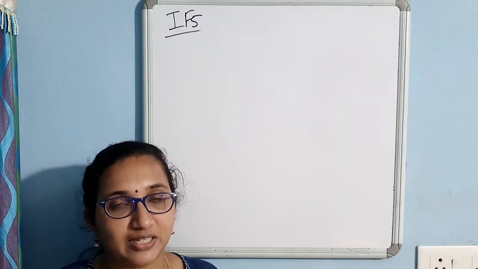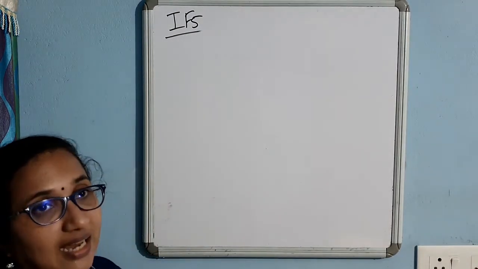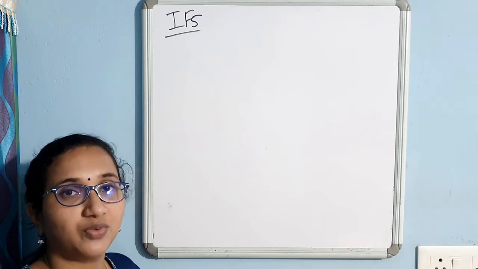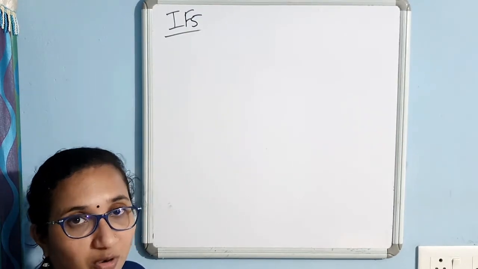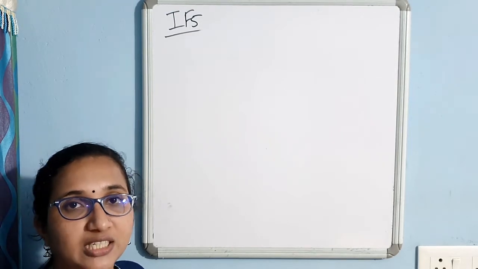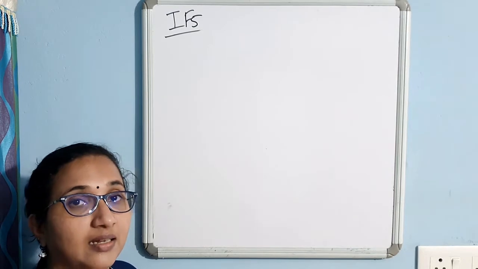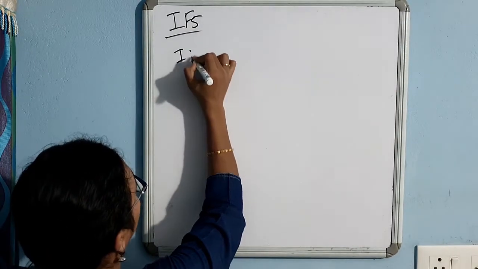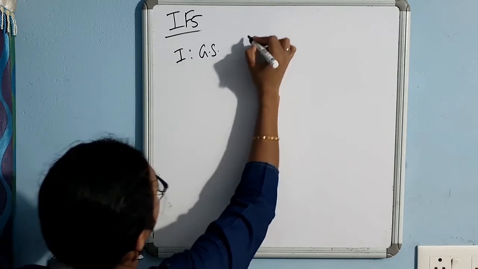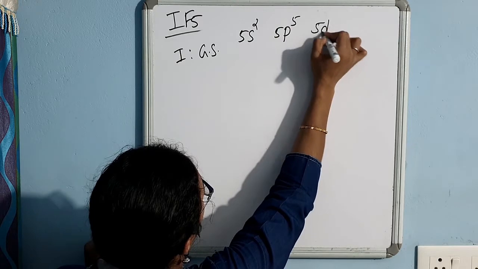One more example we can see is IF5. In the previous video we have seen IF7, that was an example of a molecule having only bond pairs, but in this case there is a lone pair also. So let's see what change in geometry is expected when there is a lone pair also. The ground state configuration of iodine is 5s2, 5p5 and 5d0.